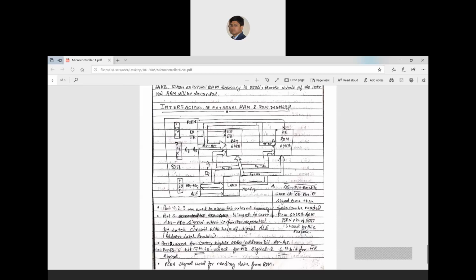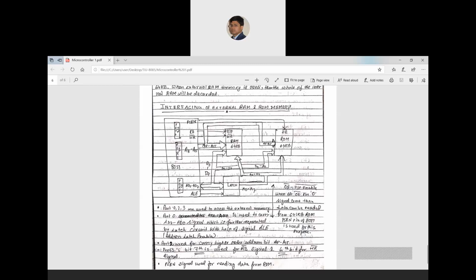So I am using these two pins, RD bar and WR bar, and making this RAM enabled. So output enabled, right. In the case of RAM, we can read and we can write. Suppose we want to write, then I have to enable WR bar, not RD bar. Suppose I want to read, then I have to enable RD bar, not WR bar.